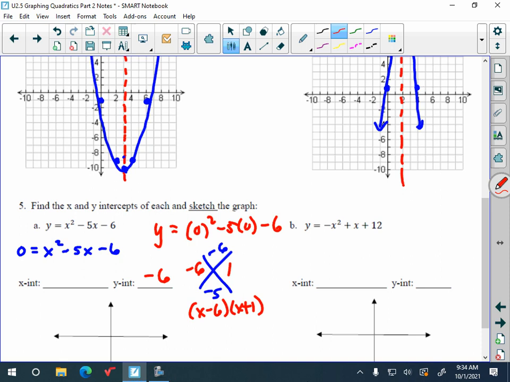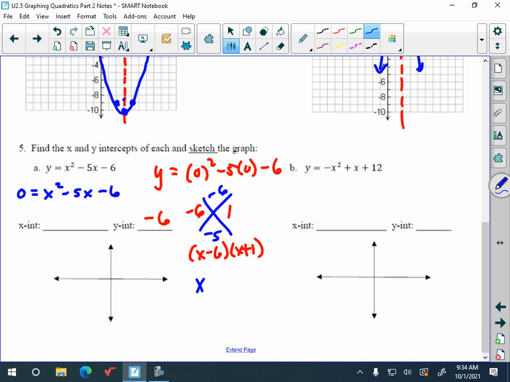All right, so if we set x - 6 equal to 0 and solve it, you're going to get x equals 6. And if you set x plus 1 equal to 0, you're going to get x equals -1. So the x-intercepts are 6 and -1. So now we can plot all that stuff and then sketch the parabola.